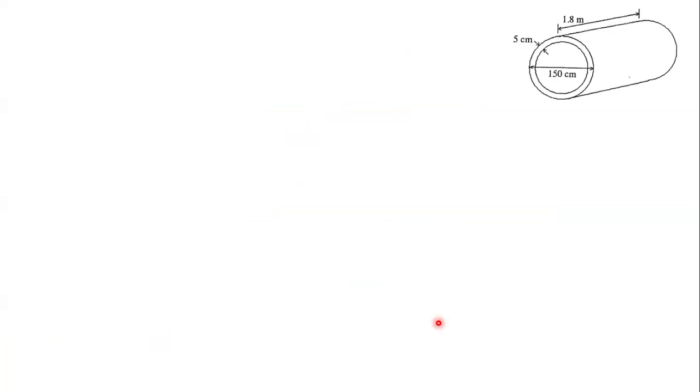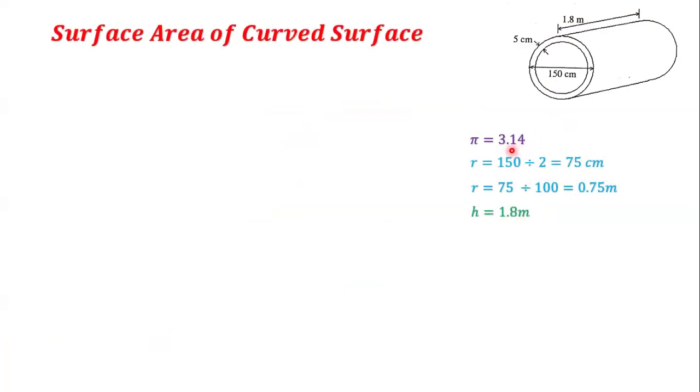So what is pi? Pi is 3.14. What is the radius? The radius is 150 divided by 2, which is 75. If you look at this, the whole diameter is 150 centimeters, but we just want the radius, which is half of the diameter. So it's going to be 75 centimeters. But let's convert 75 centimeters into meters. 75 divided by 100 is equal to 0.75 meters. So the radius is 0.75 meters, expressed in meters.